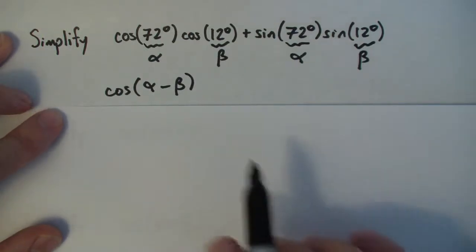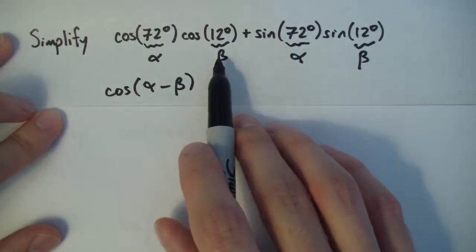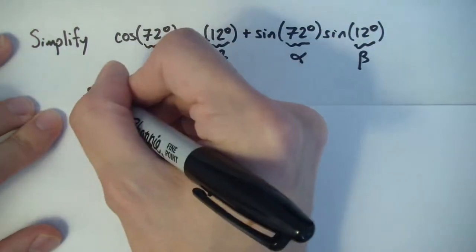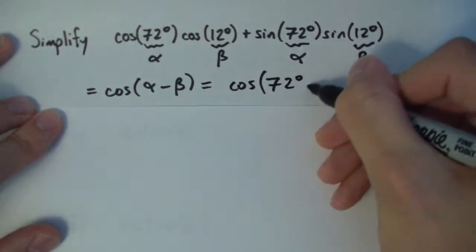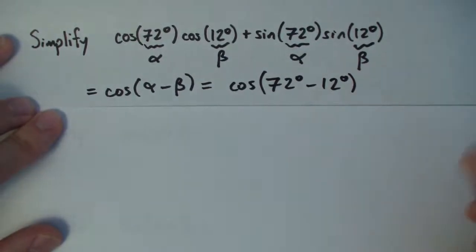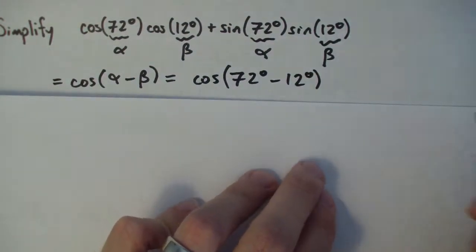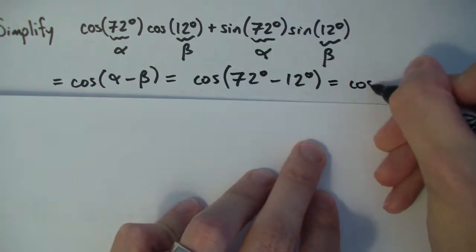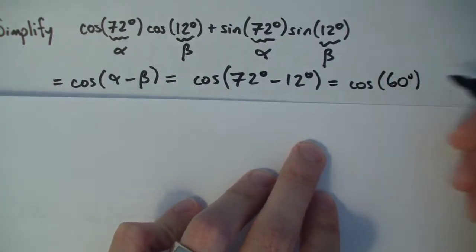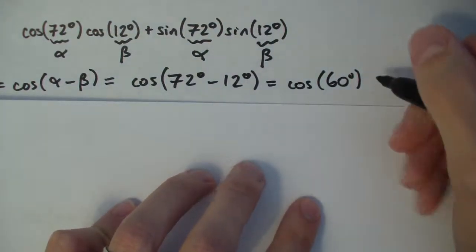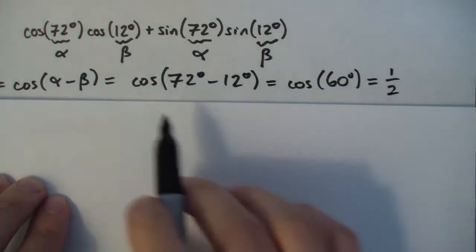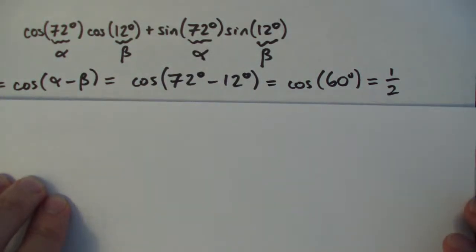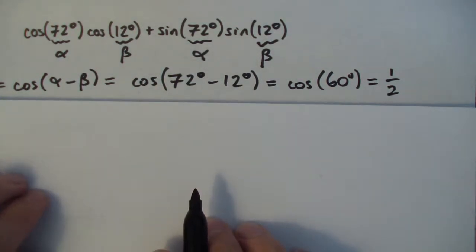So in this case, again, alpha is 72 and beta is 12, so this is just cosine of 72 degrees minus 12 degrees, which is cosine of 60 degrees. And we know that cosine of 60 degrees is a half. So that is an example of how we can simplify an expression using the difference formula for cosine.